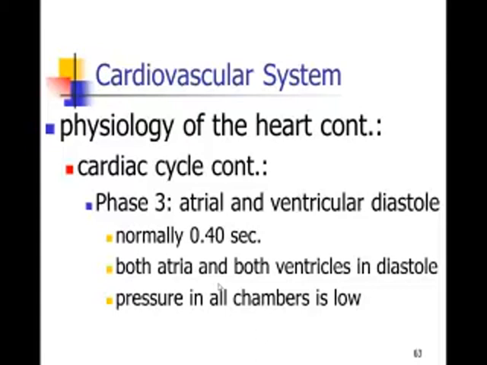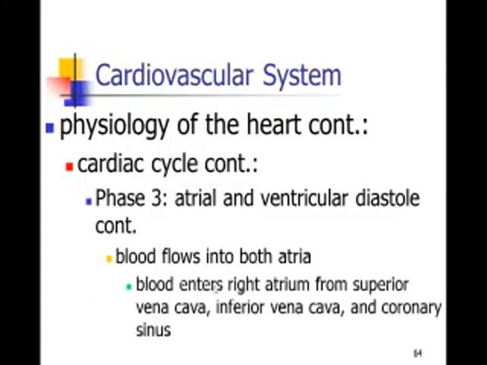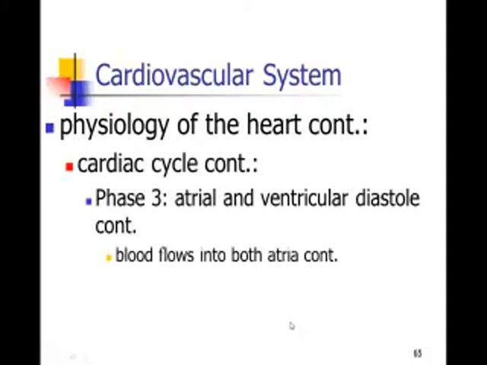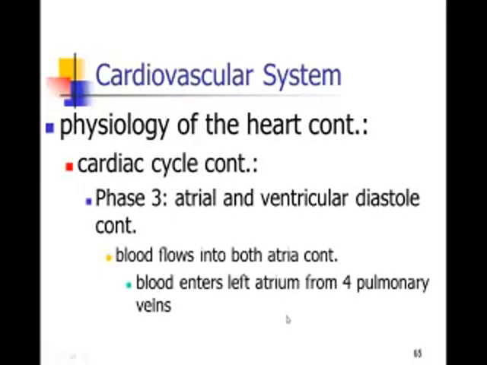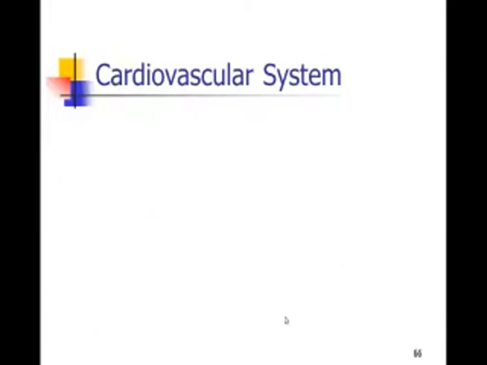Okay, so the pressure at this point in all the chambers is low. So blood goes into the atria, comes in from the superior vena cava, inferior vena cava, and coronary sinus. Superior vena cava comes in because of gravity, inferior vena cava because of skeletal muscle pump. And the coronary sinus is just going to have blood oozing back into the heart from the coronary circulation. Okay, so blood is going to come into the left atrium from the 4 pulmonary veins, and then it's going to go passively from the atria into the ventricles over the AV valves, the tricuspid and the bicuspid valves.